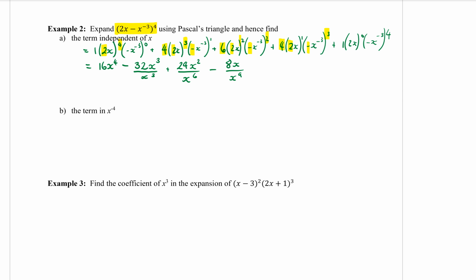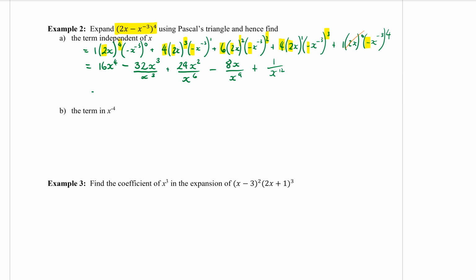And the last term, 2x to the power of 0, so it's not going to do anything. The negative sign is to an even power, so it's going to become positive. -3 times 4 is -12, so we'll write that down as 1 over x to the positive 12. There are some x's that I can cancel off in the second, third, and fourth terms, so let's just do that.